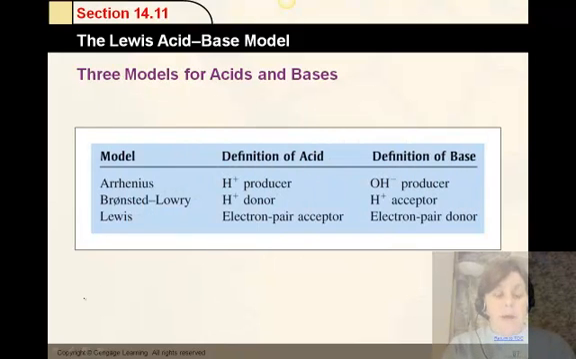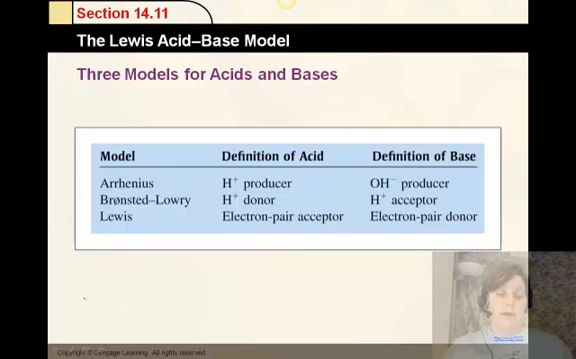So let's look at these three models. Arrhenius: acids produce hydrogen ions, or bases produce OH. Bronsted-Lowry: acid is a hydrogen donor, and a Bronsted-Lowry base is a hydrogen acceptor. And finally, Lewis: an electron pair acceptor is an acid, and an electron pair donor is a base. So being able to recognize and discuss these kinds of things is important.